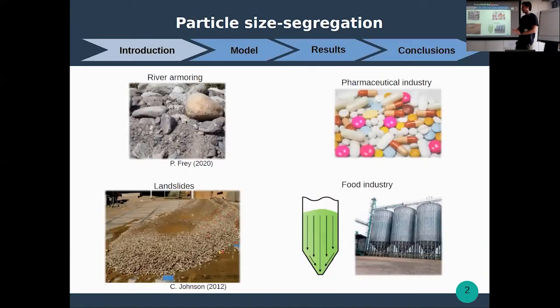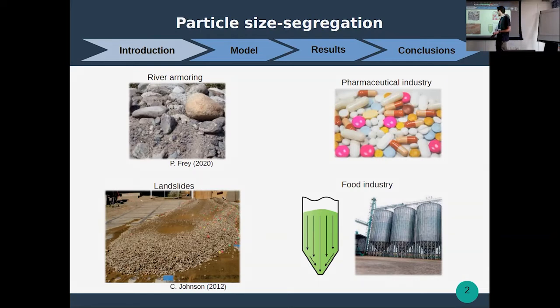Before I dip into the details, I'd like to say a few words on the motivation of the project, and that's particle size segregation. When we refer to particle size segregation, we're referring to the big particles that go up to the surface, while the small particles migrate to the bottom in shallow granular flows. A classical example is found in mountain rivers, where we find big rocks or gravel on the surface, while the fine material like sand stays at the bottom.